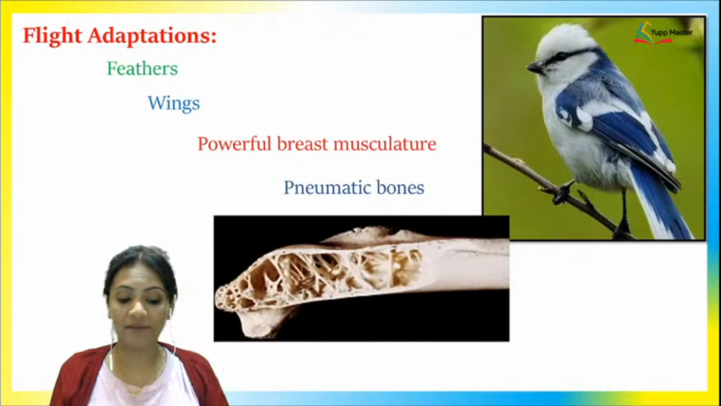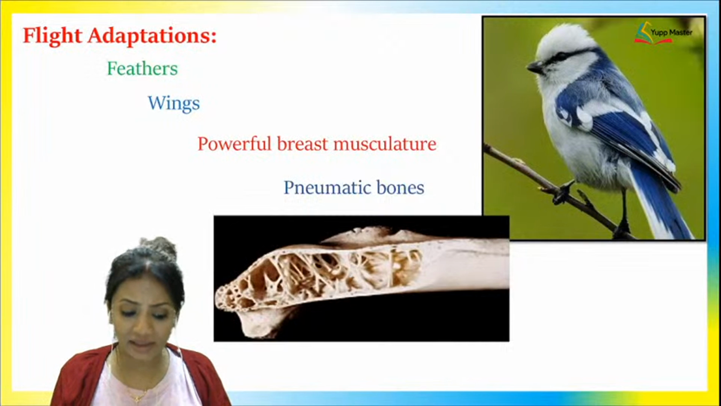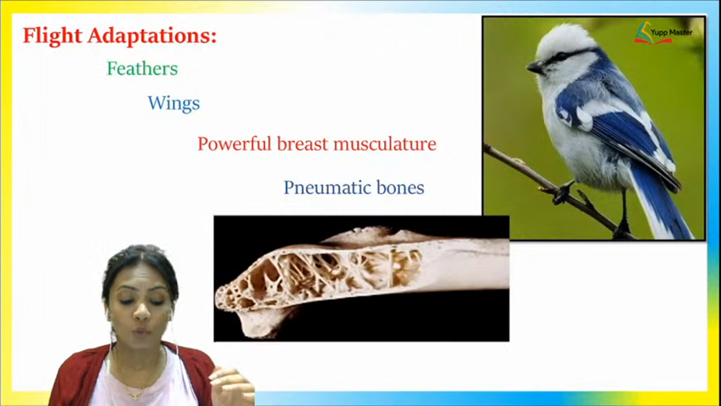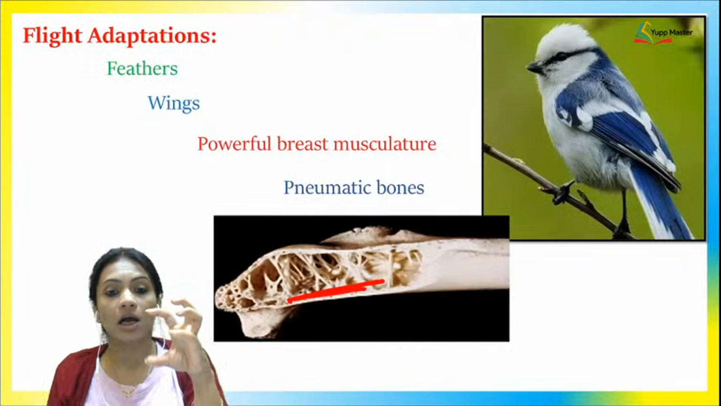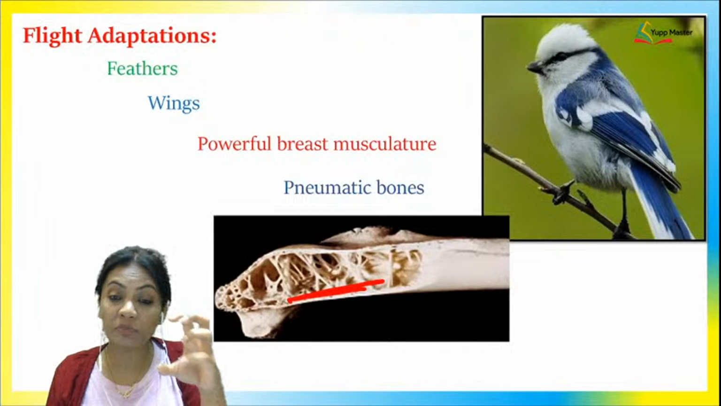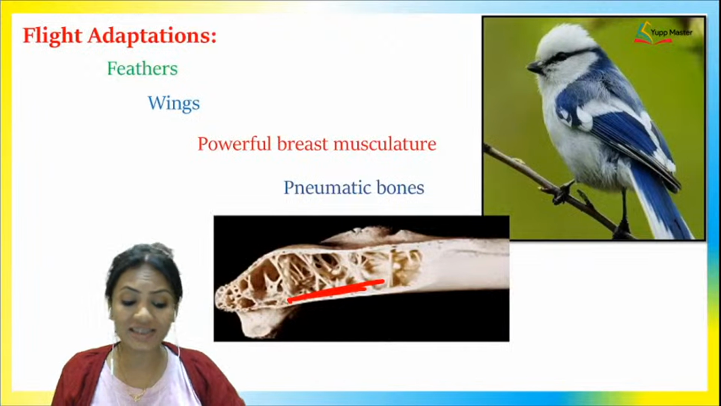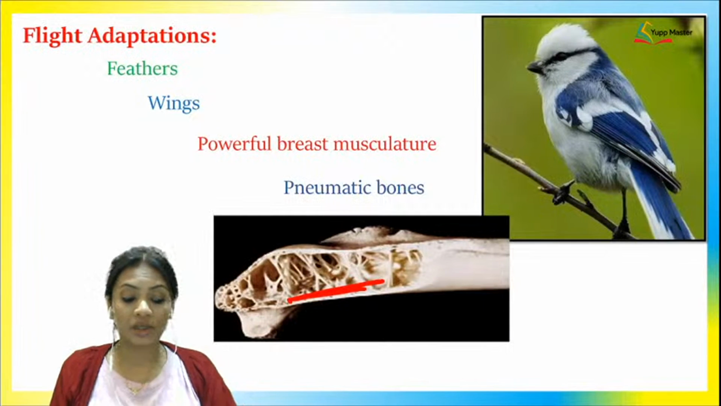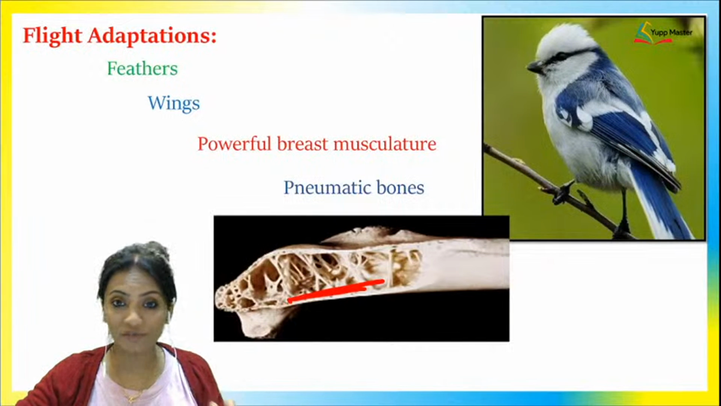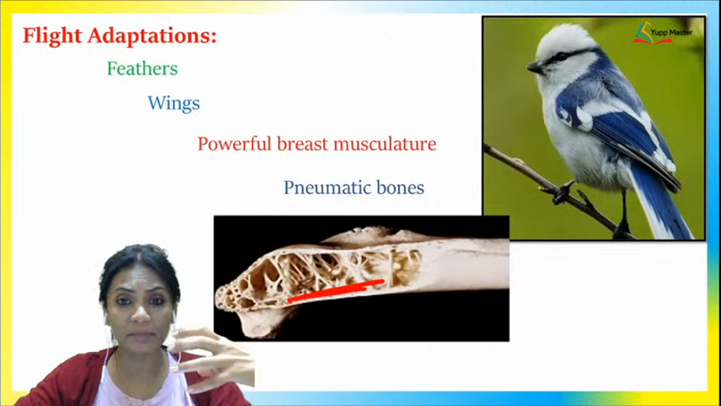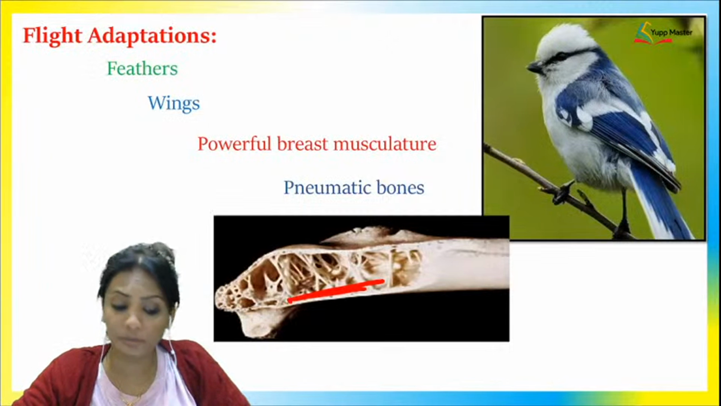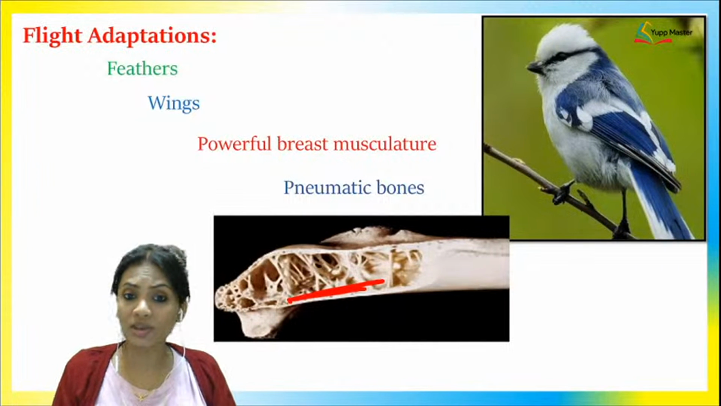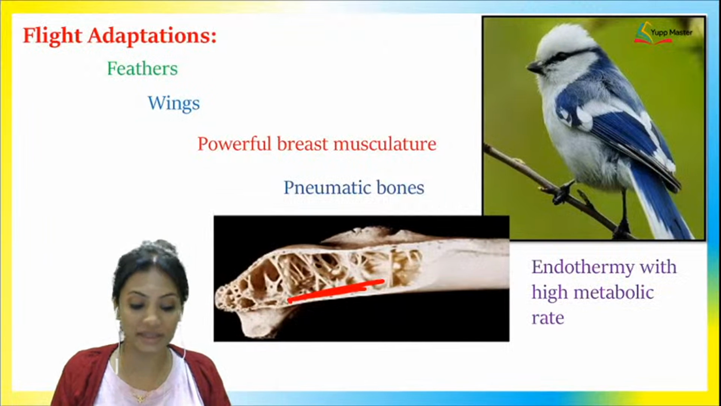Also, we see that they have pneumatic bones. What exactly are pneumatic bones? Pneumatic bones means the bones are actually hollow. Can you see over here how the bones have small air spaces inside the bone? And why is this there? The spaces are there so that the weight of the bone is reduced, so that the bird can fly with ease. Otherwise, if the bones are heavy, how would we expect the birds to fly? So the bones are called pneumatic bones, with holes in them.